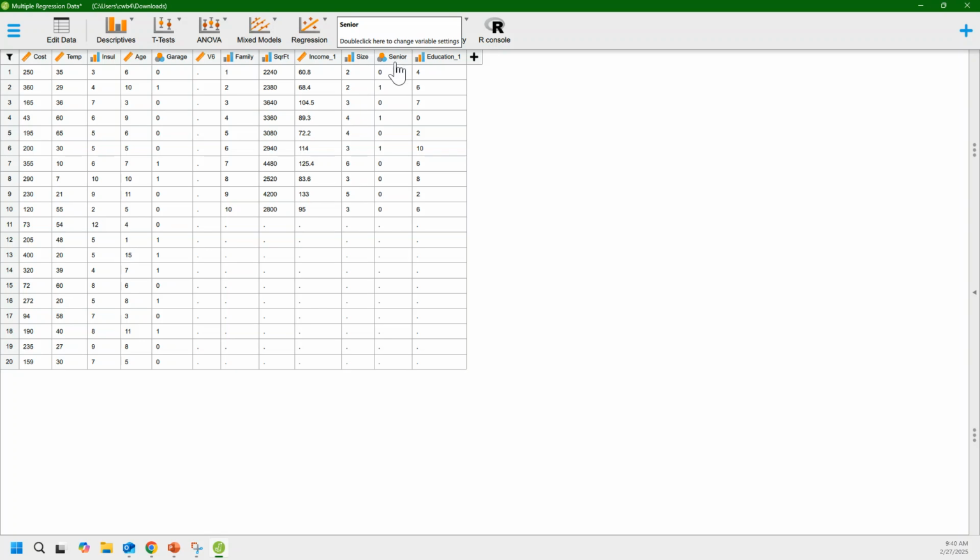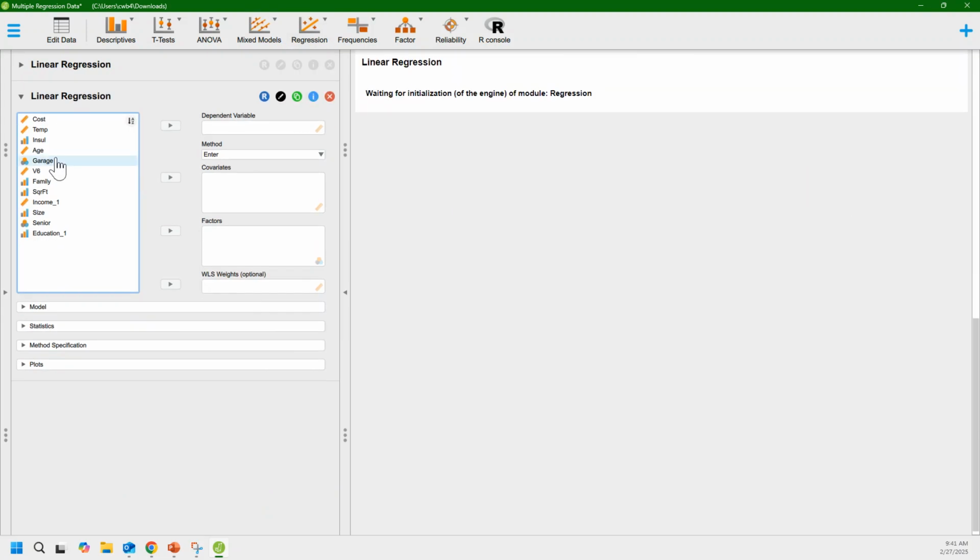There's a variable in here that's called senior. It's an indicator variable, yes or no, indicating whether there's a senior citizen in the home. And then education is the number of years beyond high school for both parents. So this is a very highly educated household here, where this household here has parents with only a high school diploma. But let's go ahead and run a linear regression.